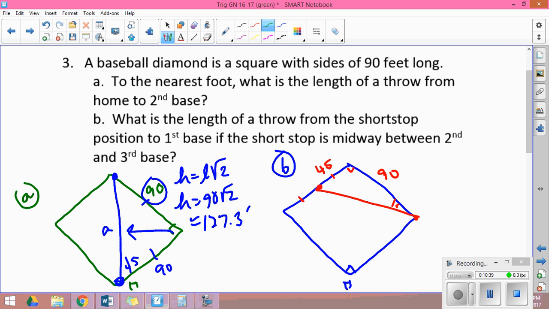But what does work in this situation with every right triangle we ever meet is the Pythagorean theorem. And what we're looking for in that throw is the hypotenuse of this triangle on the side. And so we are looking at h squared is equal to 45 squared plus 90 squared. And so h will end up being 100.6 feet. Also a very nice throw.